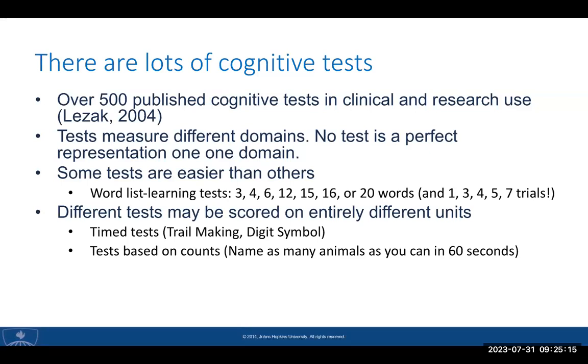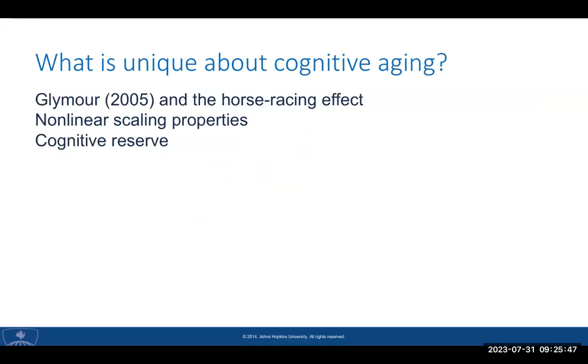So we're measuring either processing speed or set shifting ability, such as a trail making or a digit symbol substitution test. You can also have tests that are based on counts, like the number of words you've recalled or the number of animals you can recall within 60 seconds. And things like that. And then there are different ways of constructing measures, either as sums or as ratios of something else. So this is something to keep in mind.